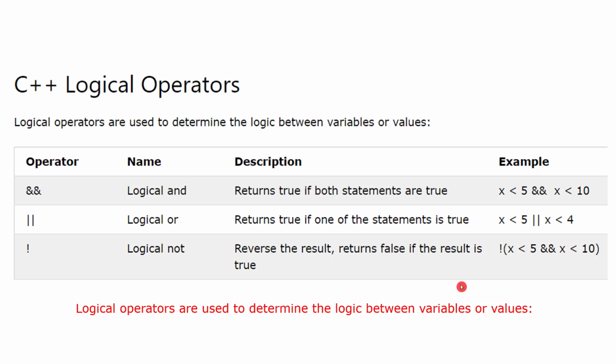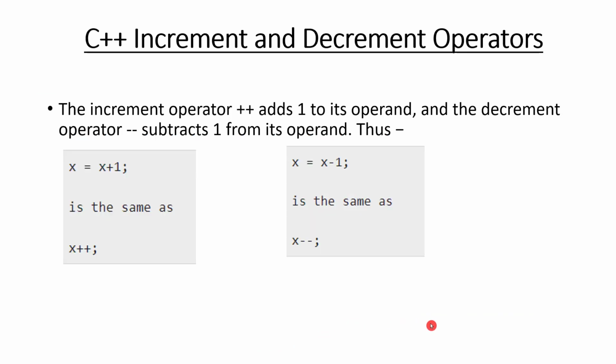And also we have the logical not. Not reverses the result, returning false if the result is true. So this is basically a change of the result. If you want to get the value true, then you should give a false statement. Whatever result happens, if you give a logical not operator with the bracket, then the reverse of that result will be displayed. And these logical operators are used to determine the logic between variables or values.